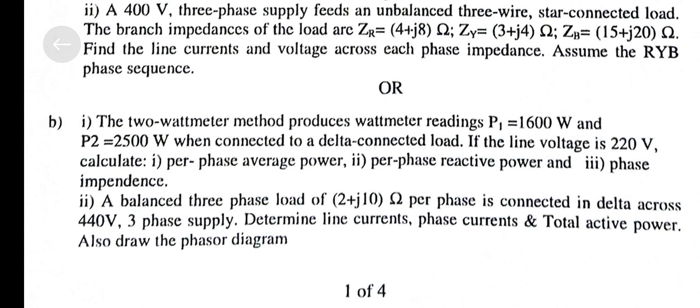A balanced 3-phase load of 2 plus j10 ohms per phase is connected in delta across 440 volts 3-phase supply. Determine line current, phase current and total active power. Also draw the phasor diagram.